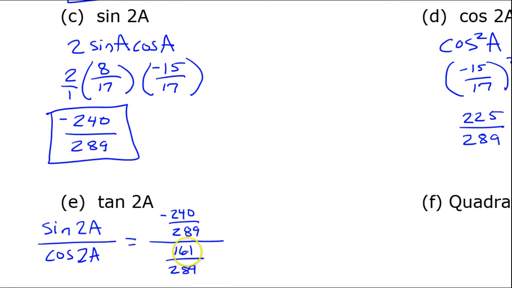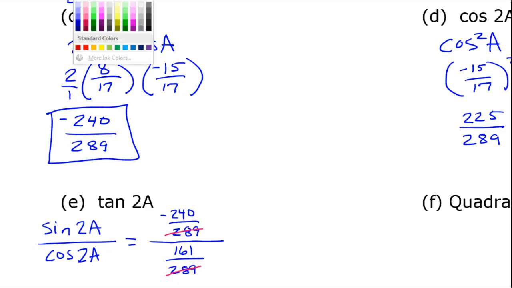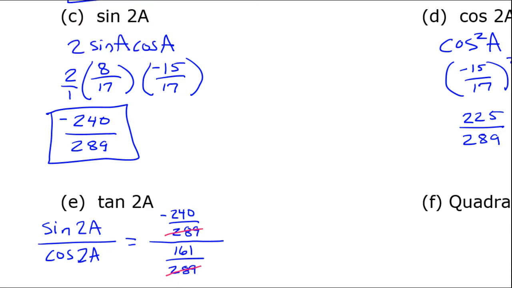Okay, now I could look at this as multiplying by the reciprocal, but shortcut, I see that the denominators are both 289. So those are going to end up canceling each other out. So the final answer is just going to be negative 240 over 161. Alright, that's the final answer for E.